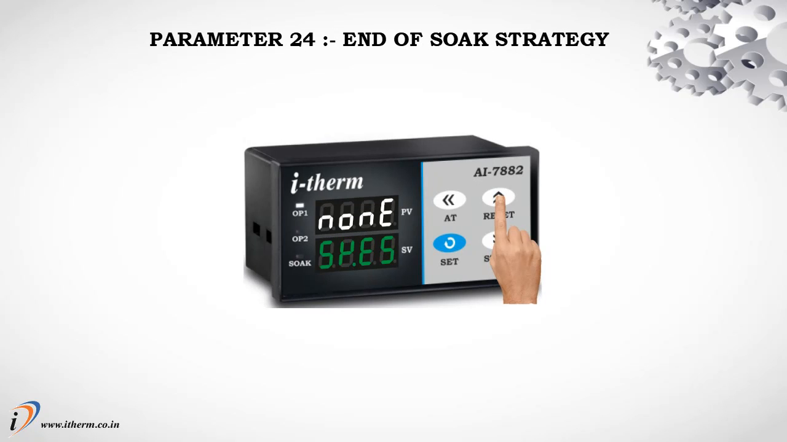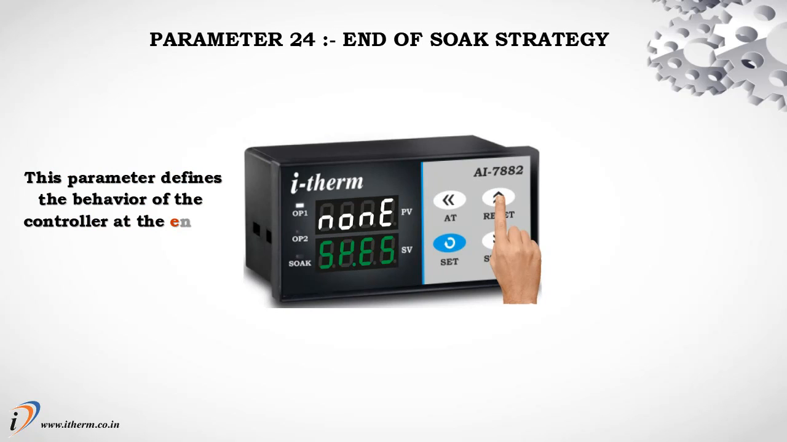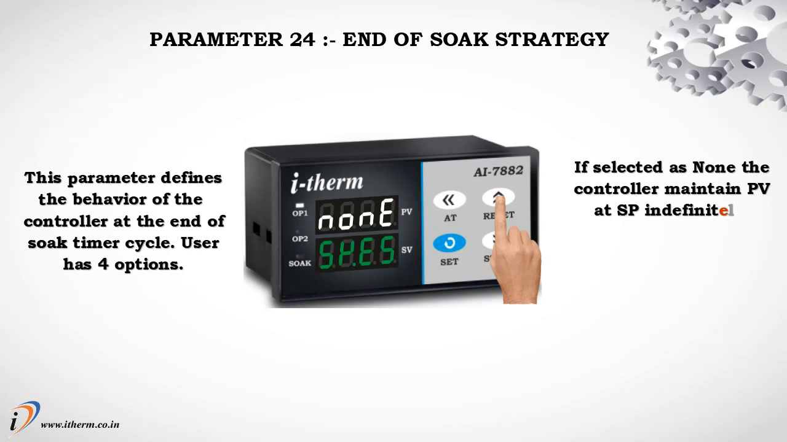Parameter 24, end of soak strategy. This parameter defines the behavior of the controller at the end of soak timer cycle. User has 4 options. If selected as none, the controller maintains process value at set point indefinitely irrespective of start or at the end of a soak timer.